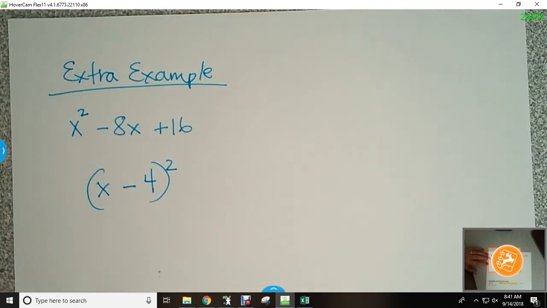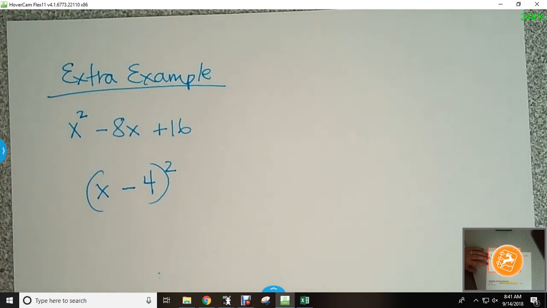Like I said, this is a shortcut you can use if you want to. If you don't remember it, it's not a big deal. But if you learn how to do this, it's going to make something we do in the second half of chapter 4 that much easier. All right, that is it.